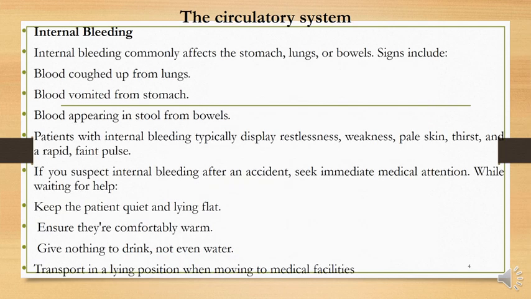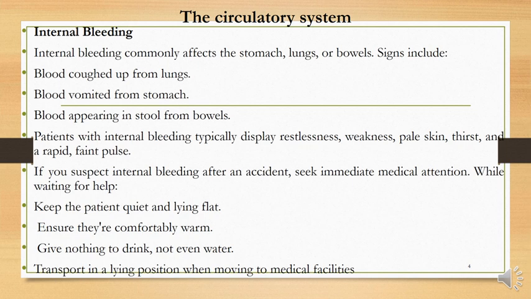Let's also look at internal bleeding. Internal bleeding commonly affects the stomach, lungs, or bowels. And how will you know, because it's not actually visible to everyone? How will you know somebody is having internal bleeding? We have blood coughed up from the lungs. You see the person coughs out blood. We have blood vomited from the stomach, when the person vomits out blood.